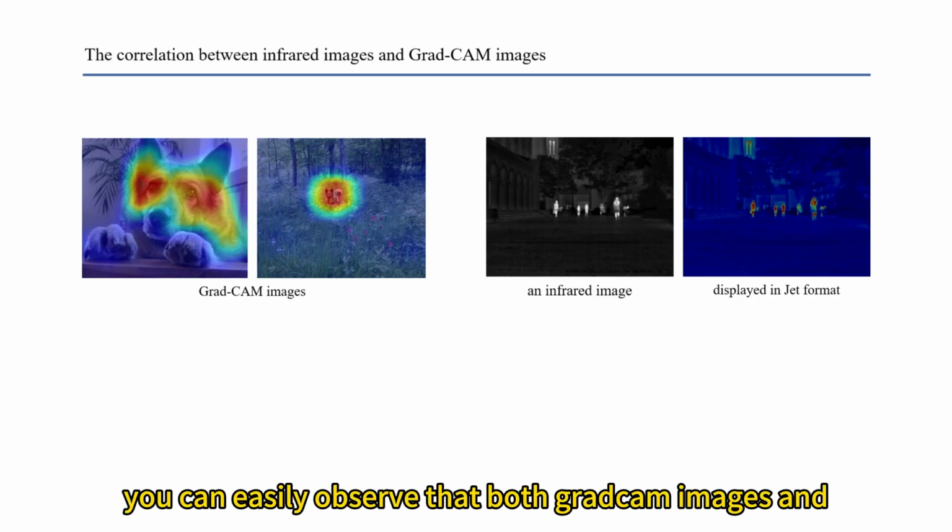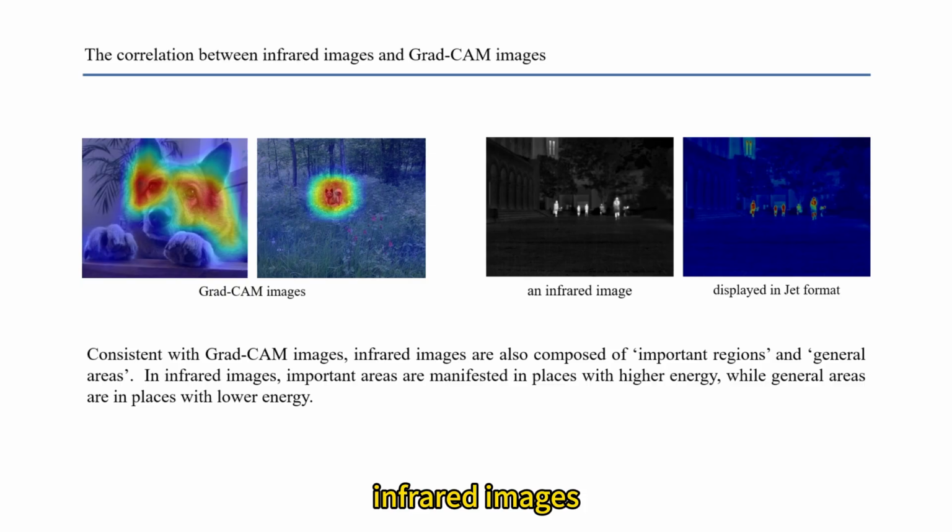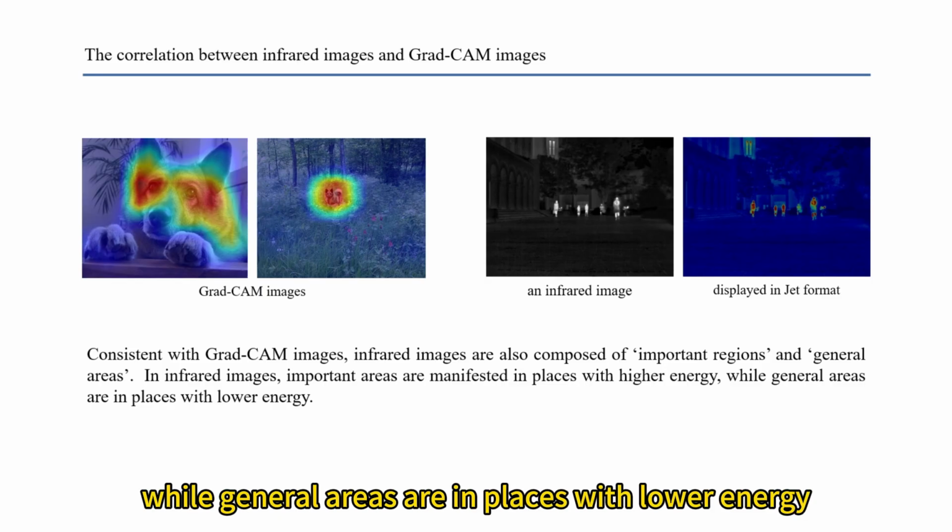Yes, you can easily observe that both Grad-CAM images and infrared images are composed of important areas and general areas. That's amazing. What needs to be added is that in infrared images, important areas are manifested in places with higher energy, while general areas are in places with lower energy.